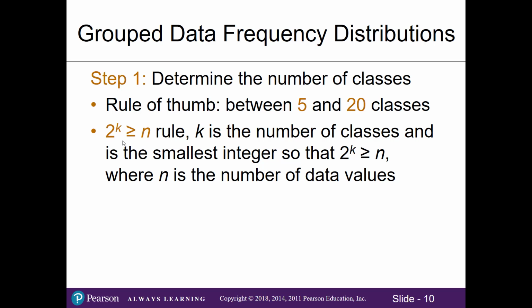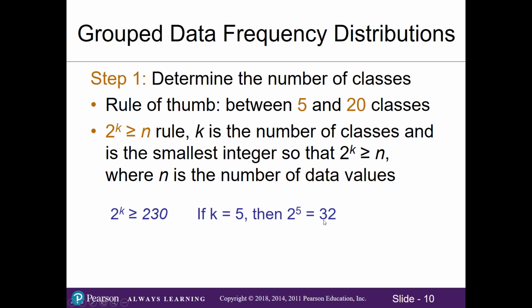So recall in that example with the movies, 230 was the total, so we'll have 2^k must be greater than or equal to 230. Here you're actually going to use trial and error. Let's try 5, because remember the rule of thumb is between 5 and 20. If I take 2 exponent 5, I get 32. 32 is not greater than 230, so we have to keep trying.